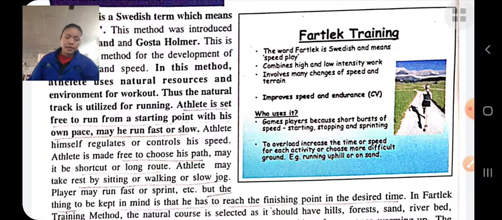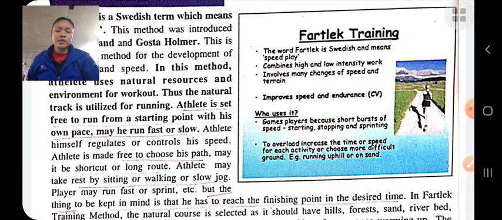So once again I will discuss what the fartlek training method is. Fartlek training method is also known as speed play. In fartlek training method, we use the natural environment for running. The athlete is free to run from the starting point at his own speed. He can run, walk, sprint, sit, etc., and he can choose a shortcut or long cut.